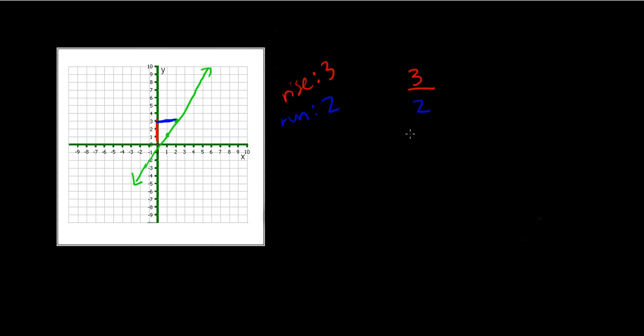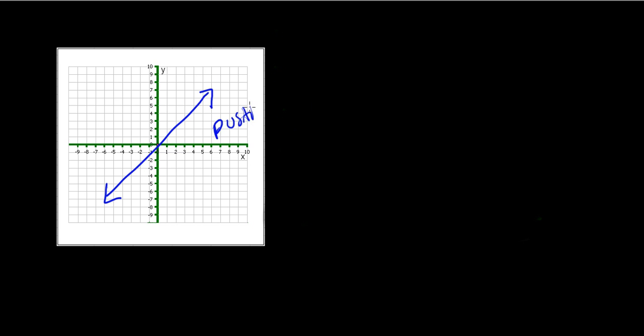Now we're going to look at some examples of different graphs. We're going to look at positive slope, negative slope, zero slope, and undefined. So first, let's look at positive slope. This line represents positive slope because the line rises from left to right.